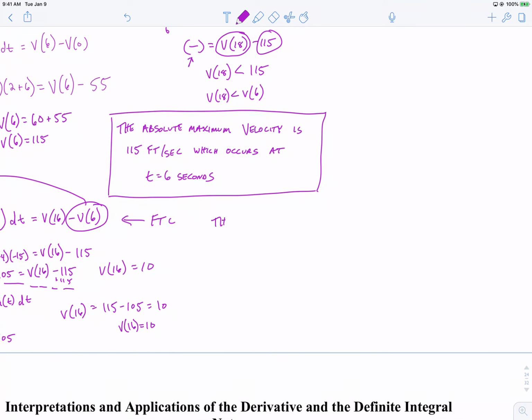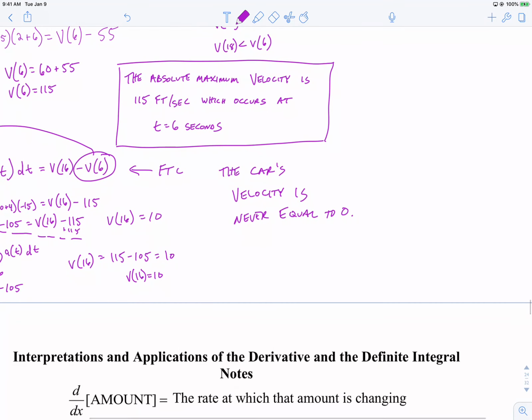So the car's velocity is never equal to 0. And we can say that because we showed that v of 16 is 10, which is bigger than 0, and v of 16 is the absolute minimum.